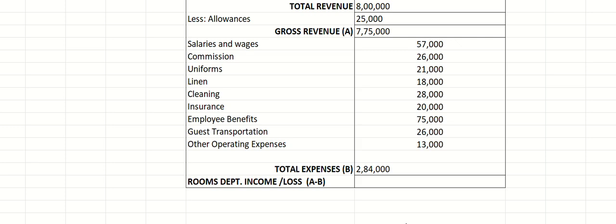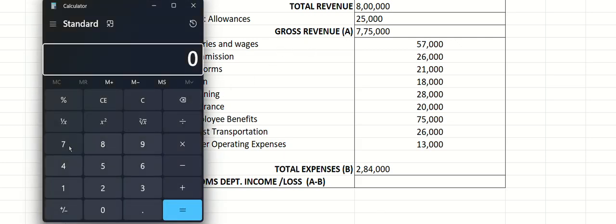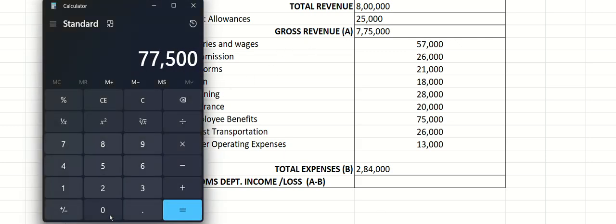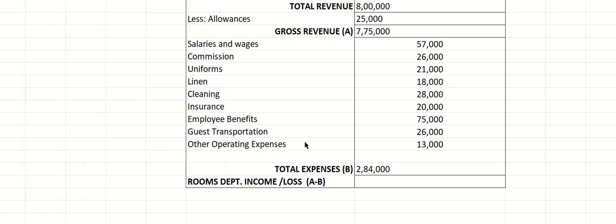So you can once again take the calculator. Here the gross revenue A was 7,75,000 minus 2,84,000. The answer is 4,91,000. Now we got a positive answer. Just have the logic working there: we have made a revenue of 7,75,000, and the expense for making that revenue was just 2,84,000. That means we have made a profit. Our revenue is more than the expense.